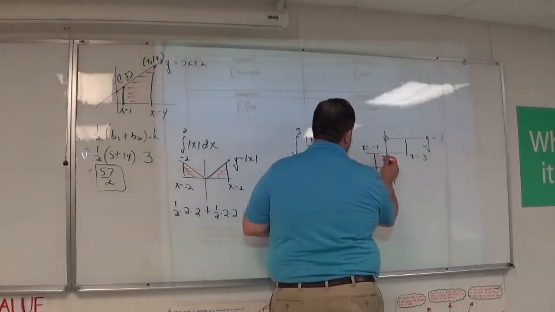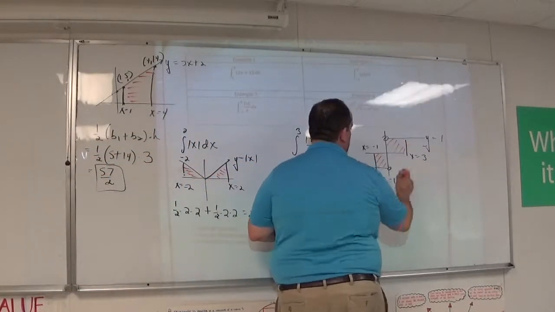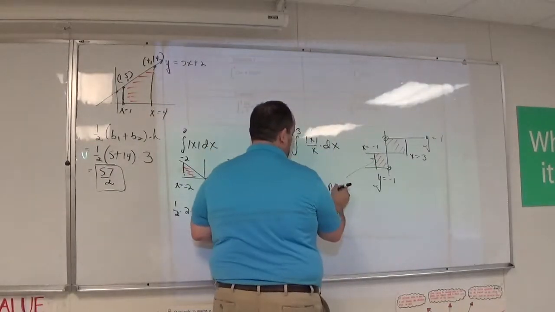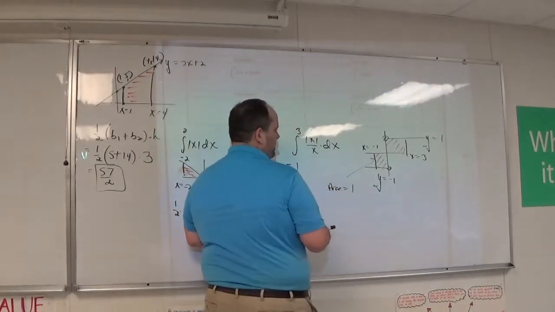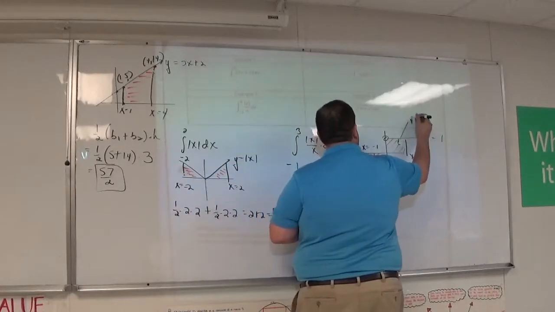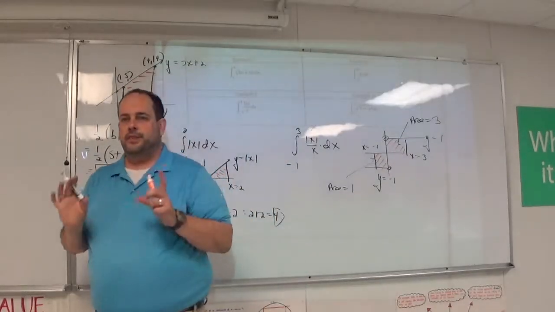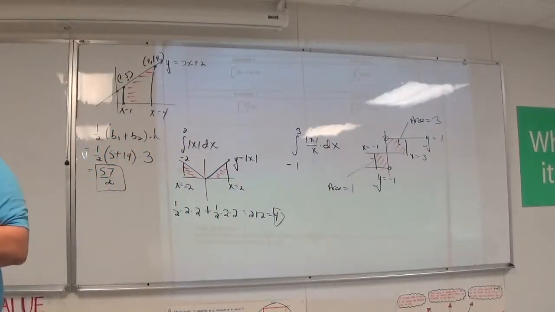So what I'm looking for is that guy. Area for this region over here, area looks to me to be 1. Area for this guy over here is going to be 3, and I hope everybody's okay. This problem introduces something different that we haven't looked at yet.